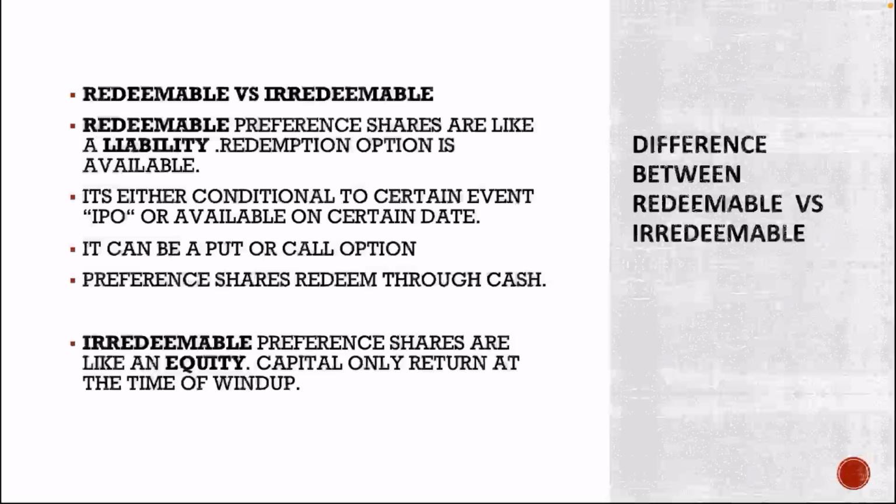So the difference is very simple. Redeemable preference shareholders are liabilities. They are paid interest, while irredeemable ones are paid dividends and are like equity.